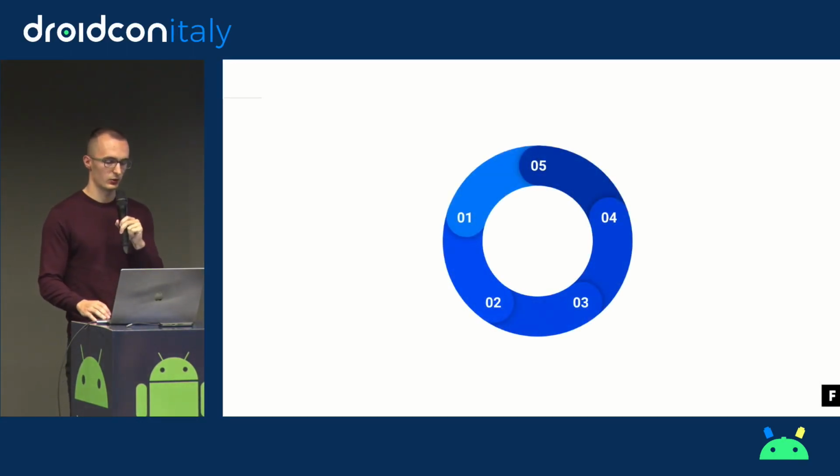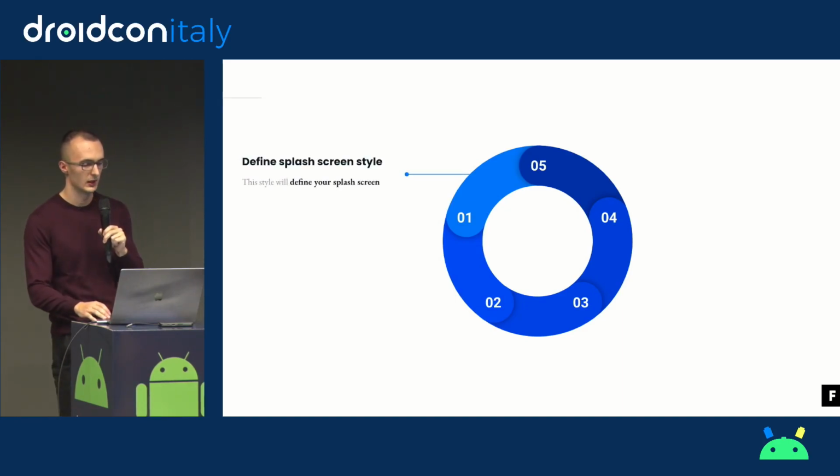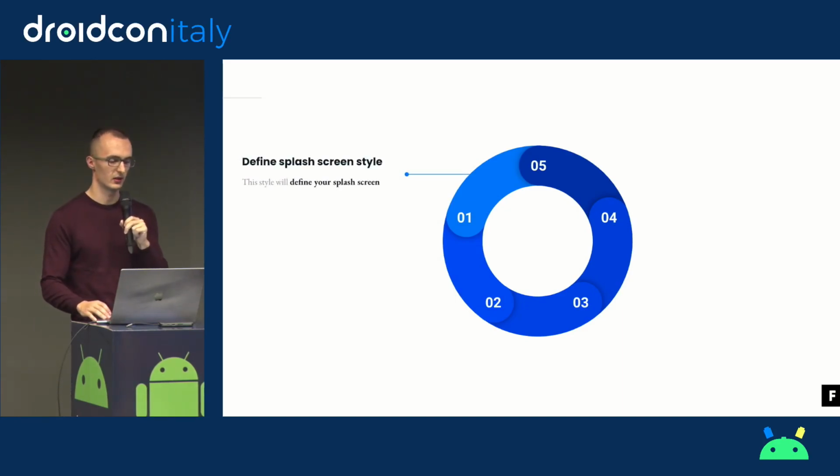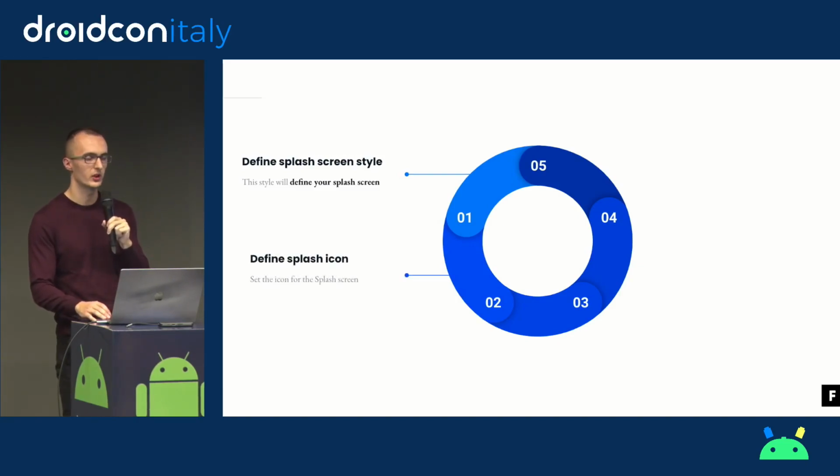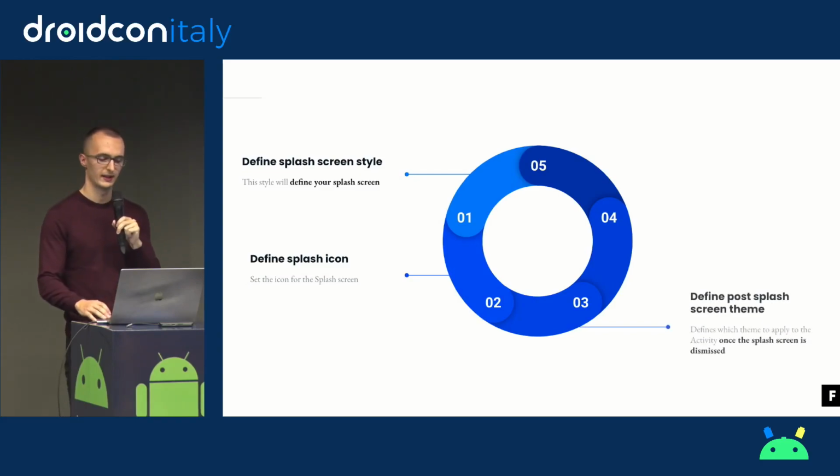Okay, to actually add our custom splash icon, there are a couple of steps that we need to do. First, we need to define a style for our splash screen. Then we need to define which icon do we want to use for our splash screen. Then we need to define a post splash screen theme.